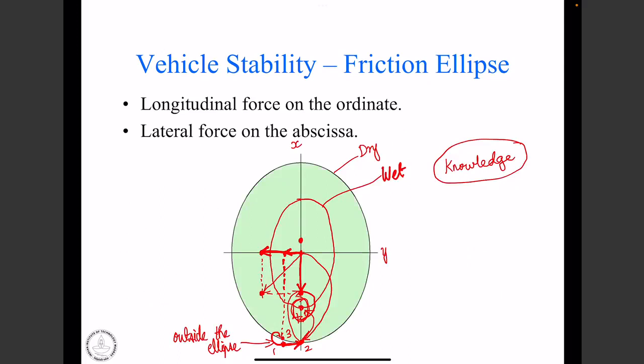So where will this icy road lie here? It will be dry and wet, or will it be less than wet? No, the icy road will be even smaller, right? It will shrink to an even smaller region. So this will be maybe icy. That may be the smallest ellipse. So it means that we need to give minimum braking effort here, right?